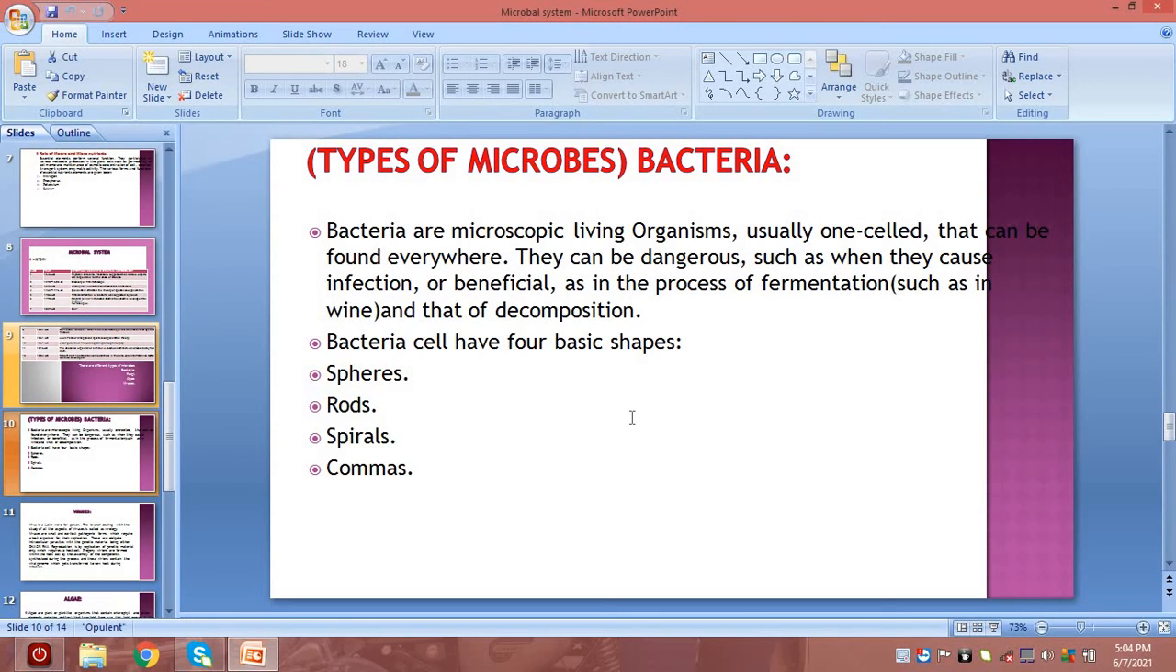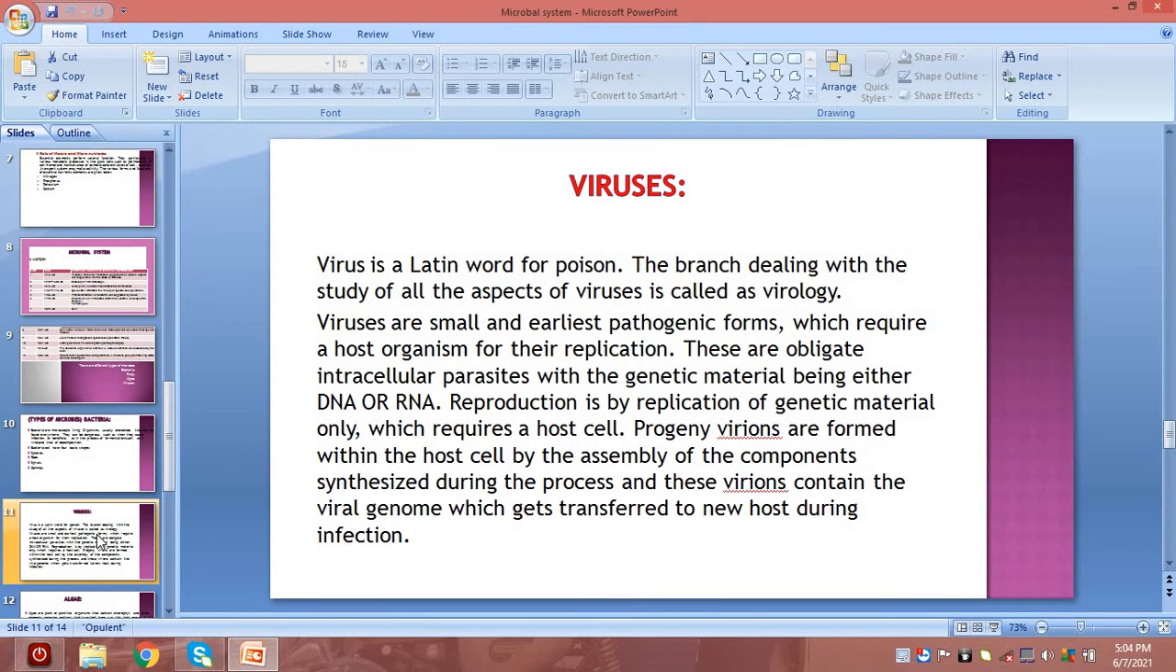We can observe the bacteria with the help of the gram staining technique. Based on the gram staining technique, we can see gram positive and gram negative bacteria. Gram positive will be taking the dye and they will appear in purple color, whereas others will be the gram negative bacteria.